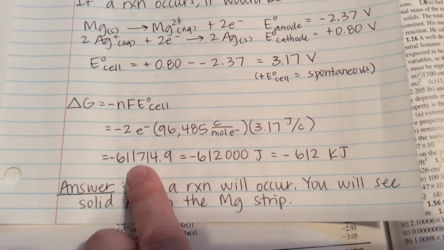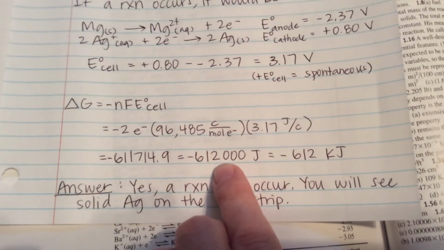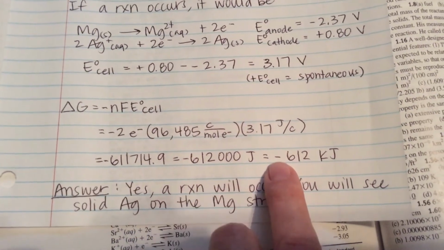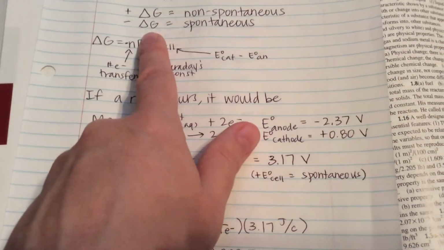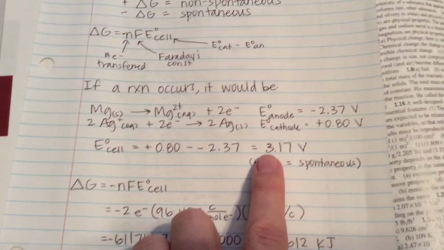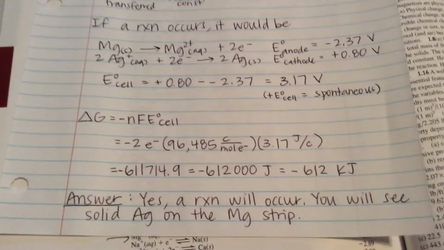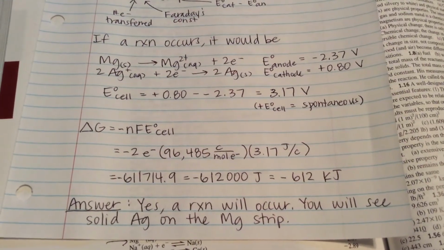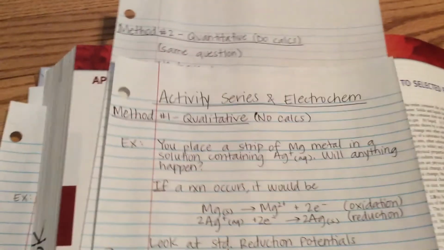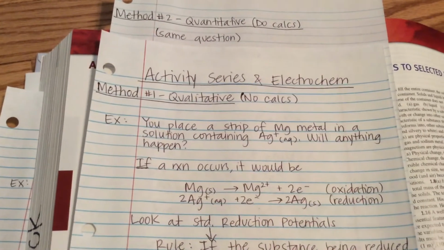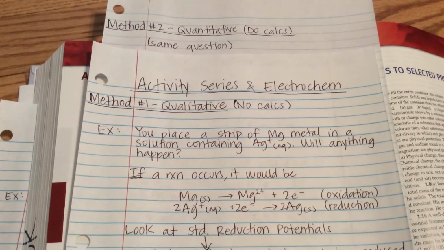So this is what I get when I punch it into my calculator. Rounding my answer to 3 sig figs gives me negative 612,000 joules, or negative 612 kilojoules. Delta G is a large negative number, so that relates to spontaneous. E cell was a positive value, so that relates to spontaneous. So based on all that information, we would conclude, yes, a reaction is going to occur. You will see solid silver forming on the magnesium strip. So no matter which way you do it, either quantitatively or qualitatively, you get the same answer. So I hope this helps you in dealing with the activity series and how it relates to electrochemistry.